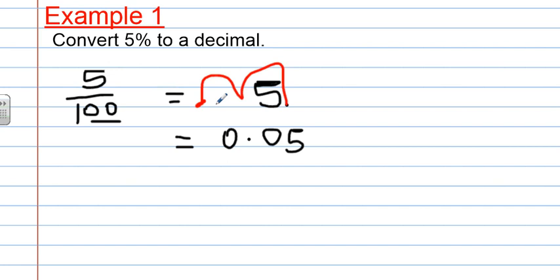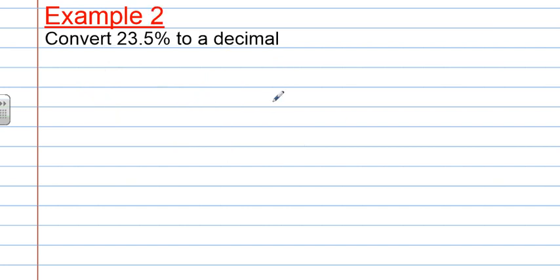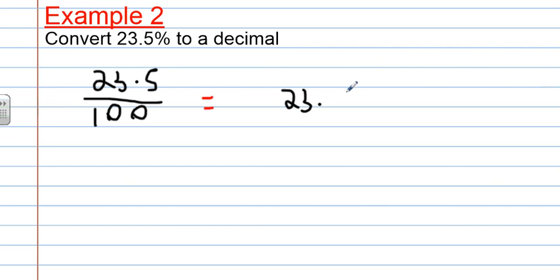Okay, let's move on to the next example. Example 2. Convert 23.5% to a decimal. So like we did before, 23.5 divided by 100. Okay, so just like we did before, we have the 23.5.